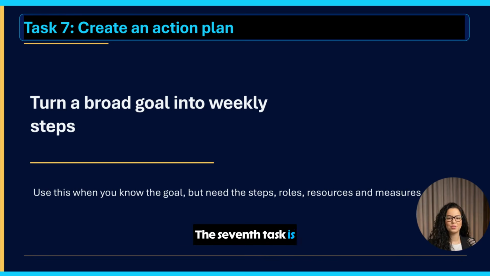The seventh task is creating an action plan. This is useful when you know the goal but need clear steps. For example, you might want to improve customer response times. Ask ChatGPT to create a 30-day action plan with weekly priorities, specific actions, responsible roles, required resources, risks, and success measures. This turns a general goal into a practical plan that a team can discuss and track.